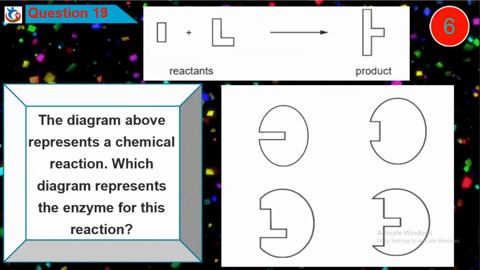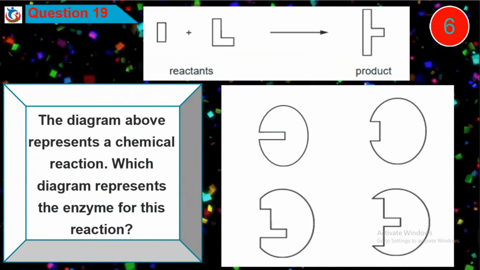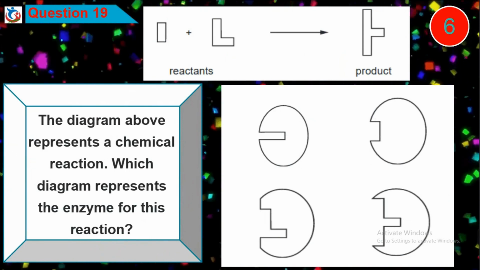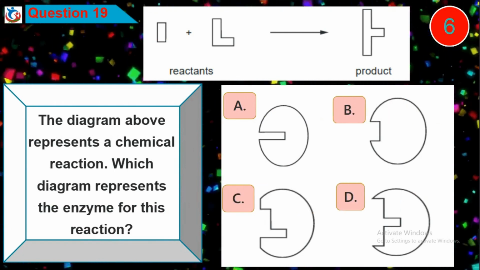Question 19. The diagram above represents a chemical reaction. Which diagram represents the enzyme for this reaction? Is it option A, B, C, or D?